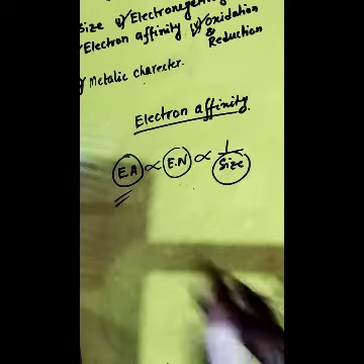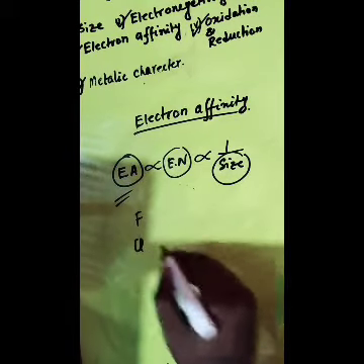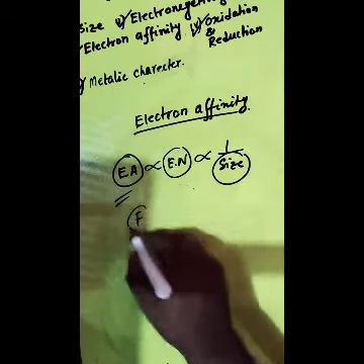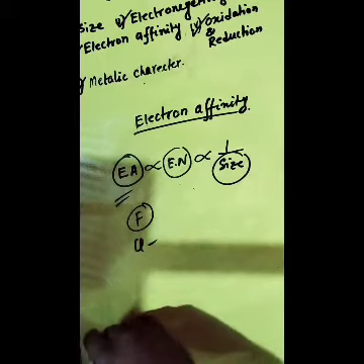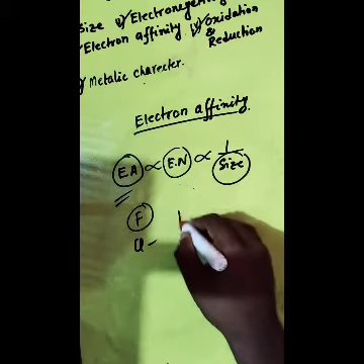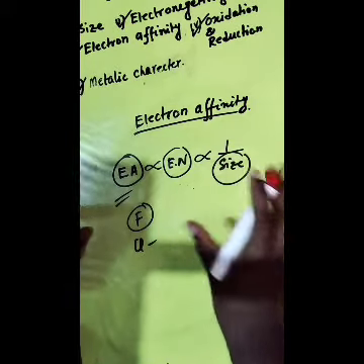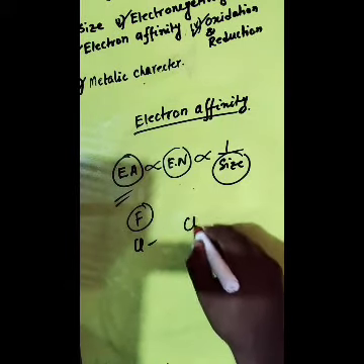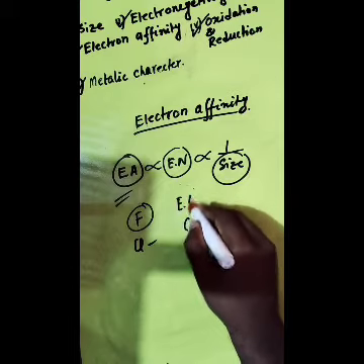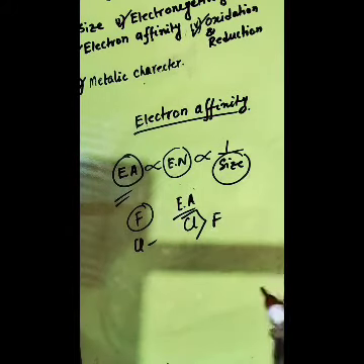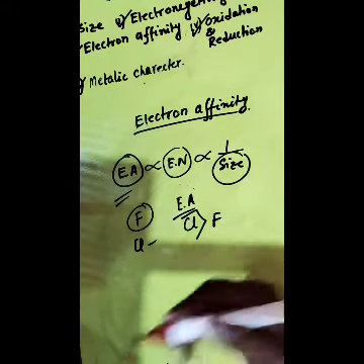But there are some exceptions, that is, fluorine and chlorine. Fluorine has a smaller size than chlorine, so it is expected that fluorine would have higher electron affinity than chlorine, but this does not actually happen. Here, chlorine has more electron affinity than fluorine. Why? Due to the orbital size.